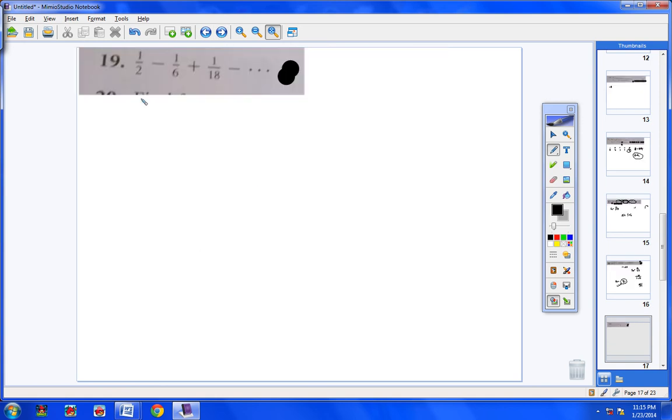Okay. All right, number 19. Let's see if we can find a sum of this infinite series. I'm going to take -1/6 right here, and I'm going to divide it by its previous term. So -1/6 divided by 1/2, that means times 2 over 1. Your 2 would cancel into your 6. Negative times a positive is negative. 1 times 1 is 1. 3 times 1 is 3.